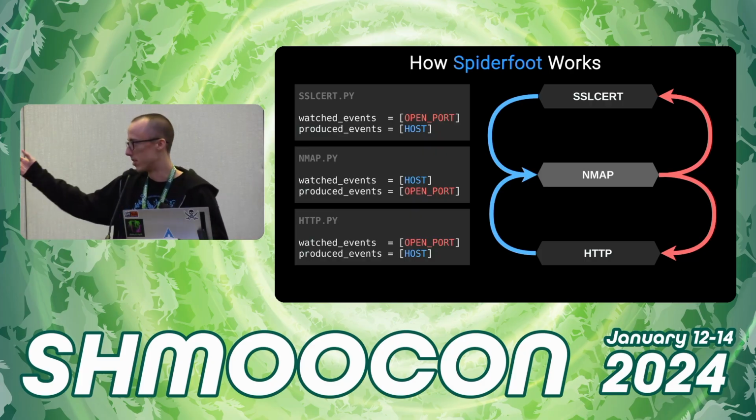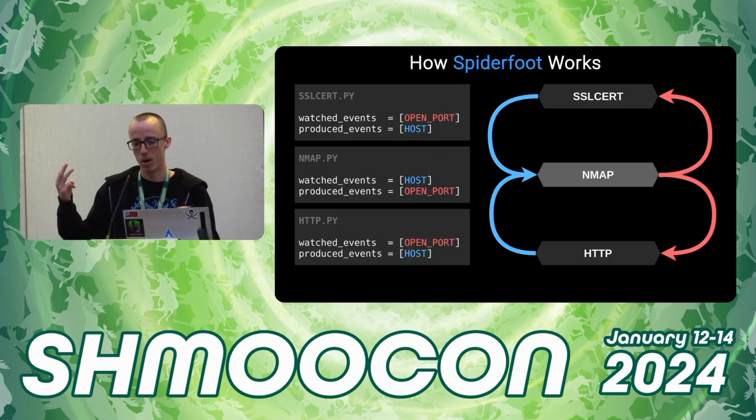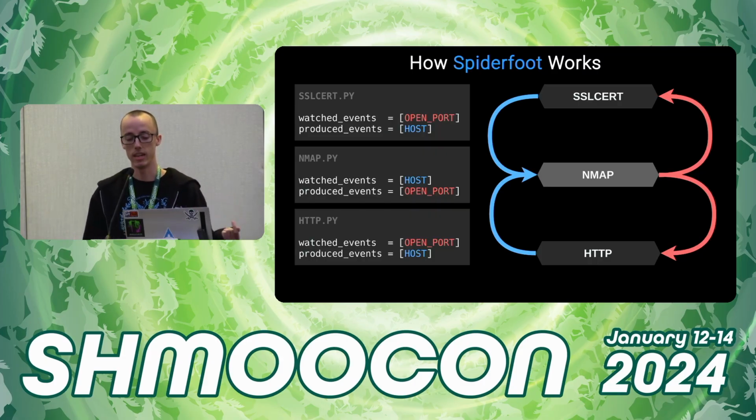So this is a simple example here where you have three modules, SSL cert, Nmap, and HTTP, where Nmap takes in a host and it outputs an open port. These other two modules, they take in an open port and they output a host. So it's sort of this loop that you can see where these modules work together. There's no start, there's no end.